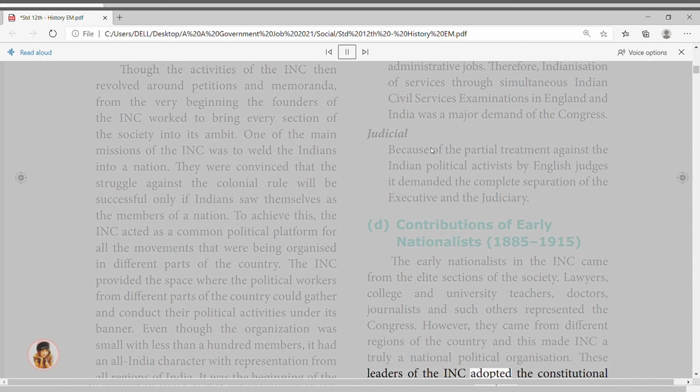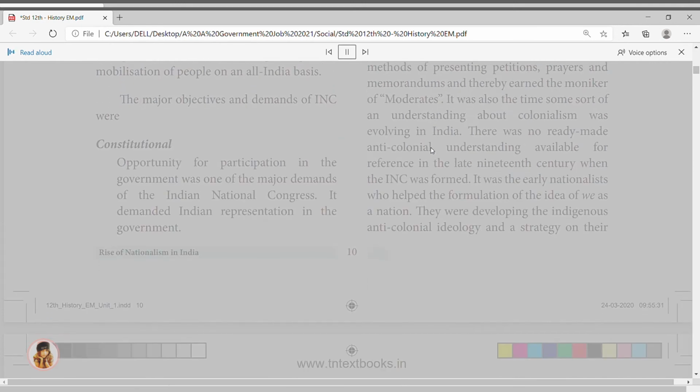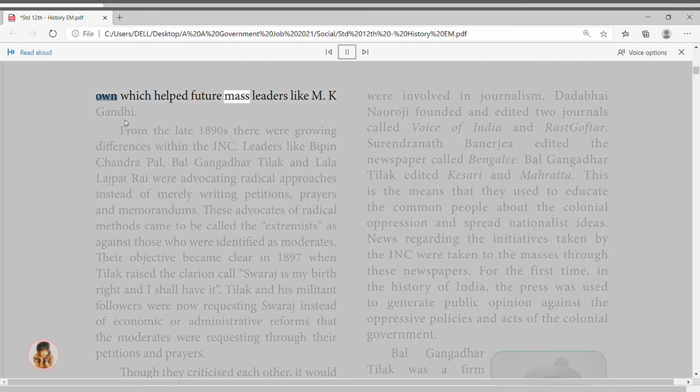These leaders of the INC adopted the constitutional methods of presenting petitions, prayers and memorandums, and thereby earned the moniker of moderates. It was also the time some sort of an understanding about colonialism was evolving in India. There was no ready-made anti-colonial understanding available for reference in the late 19th century when the INC was formed. It was the early nationalists who helped the formulation of the idea of we as a nation. They were developing the indigenous anti-colonial ideology and a strategy on their own which helped future mass leaders like M.K. Gandhi.